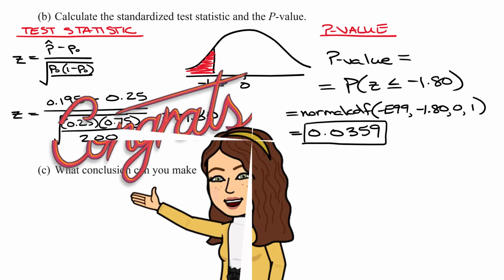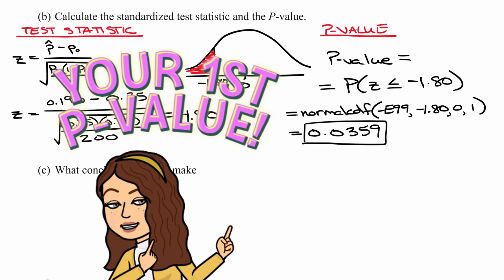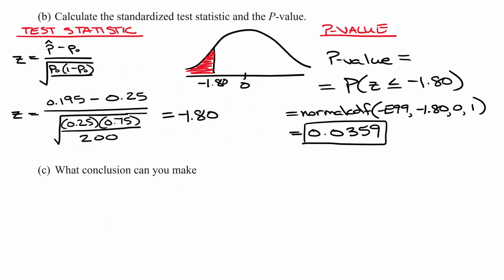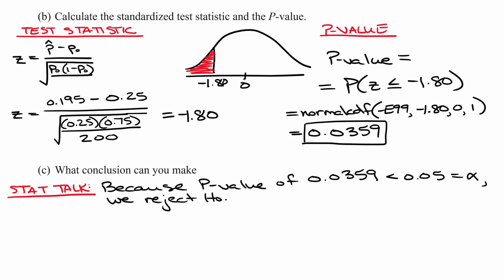Well, that's great. So what can we conclude based off of this p-value? That's part C. So the first part of our conclusion is our stat talk. We say because the p-value of 0.0359 is less than 0.05, which is our alpha stated above in the problem, we reject H0. What we're saying is what we saw is very rare. It's very unlikely to occur just by chance.